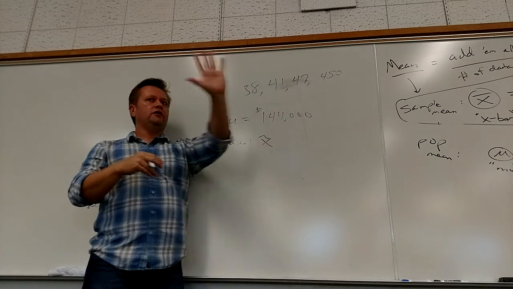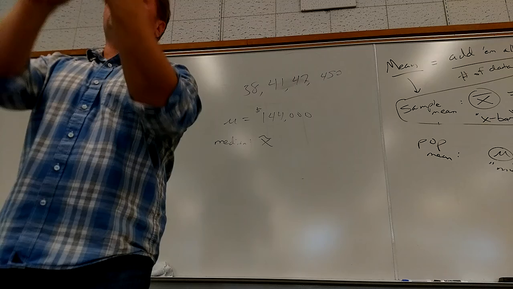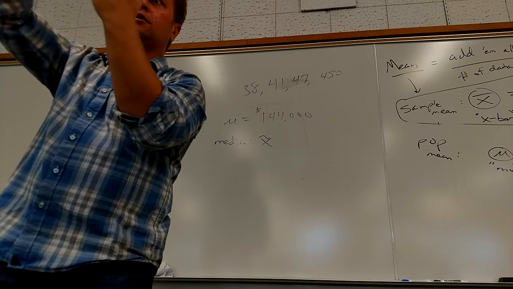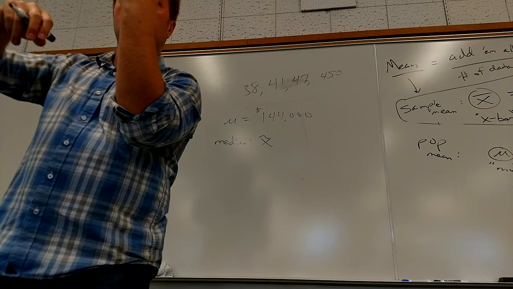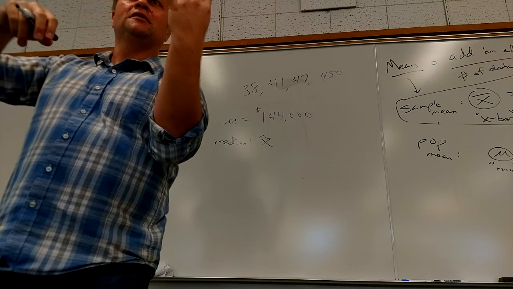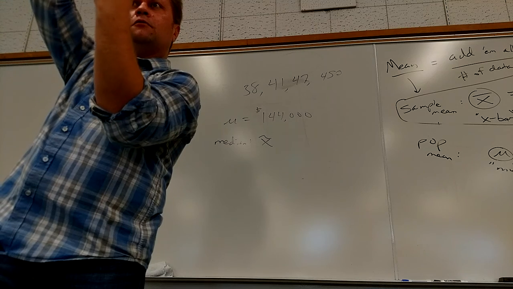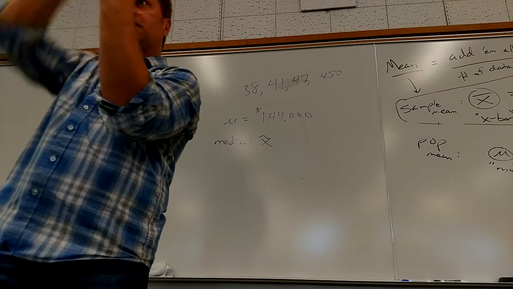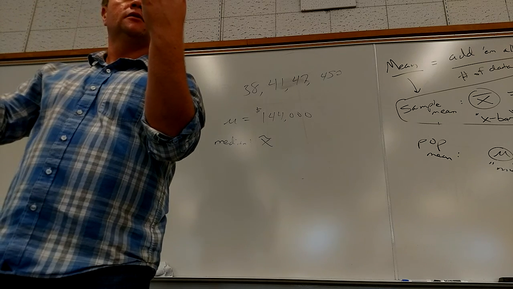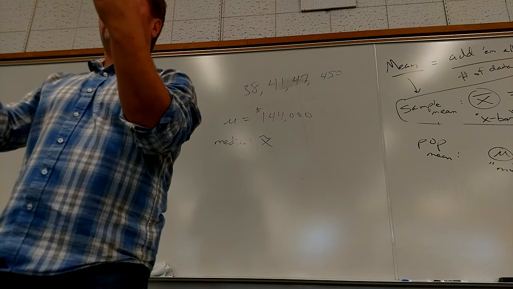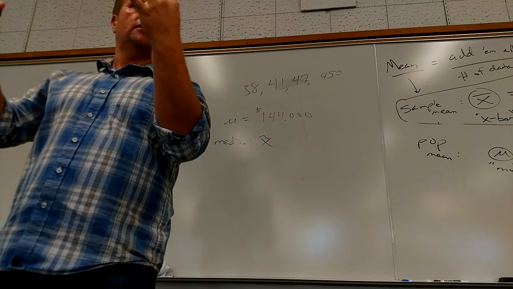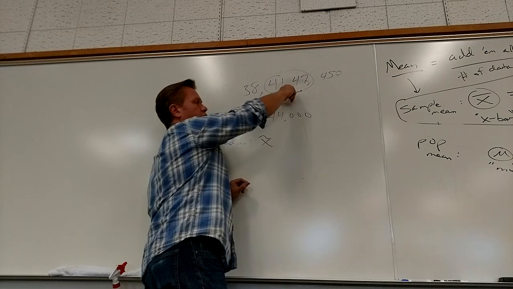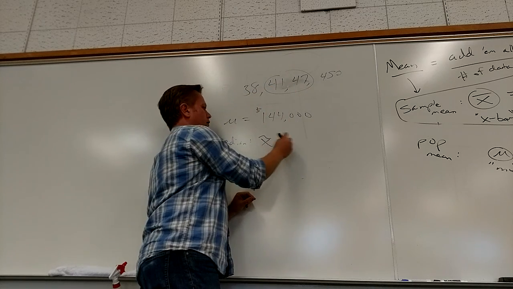If there were 5 numbers, then obviously there's a middle number. There's no question. If there are 4 numbers, the number that's between the 2 in the middle would be the number that's in the middle of everything, right? That is so middle. So what's in between these two? 44. Yeah, 44, right? So the median of this would be 44.